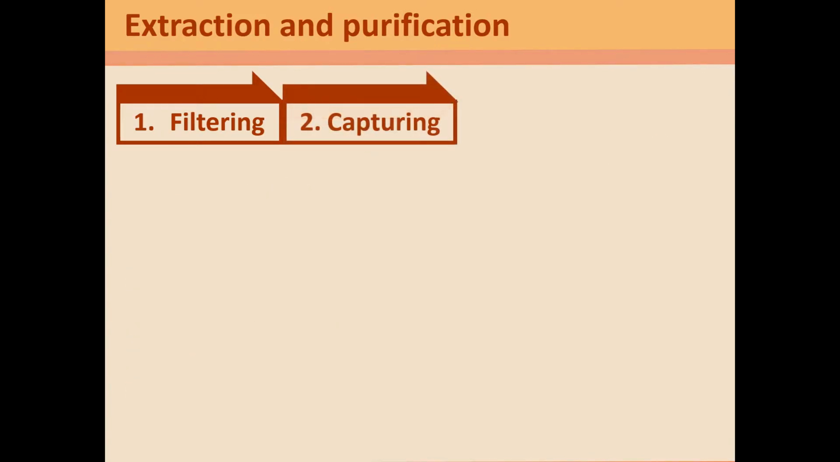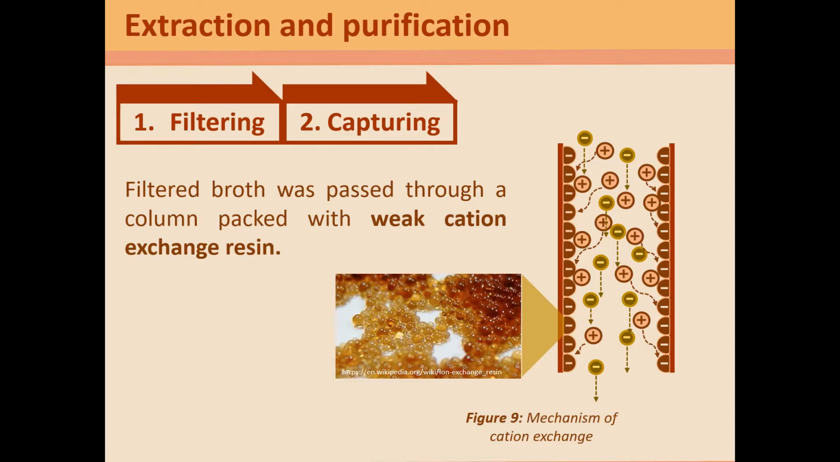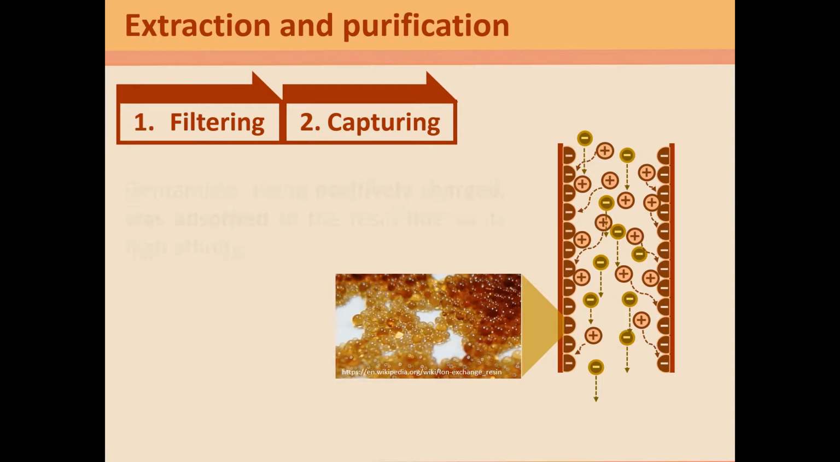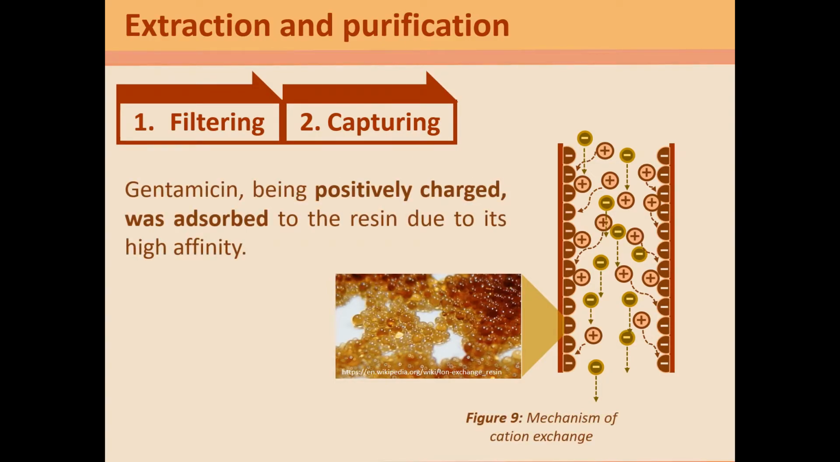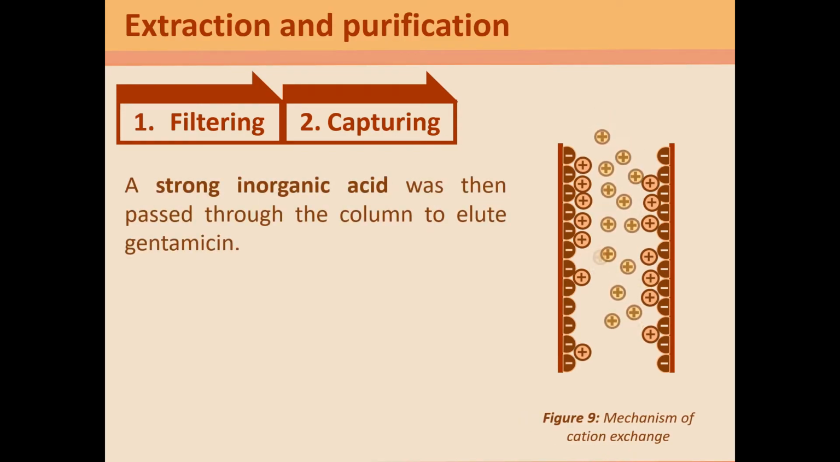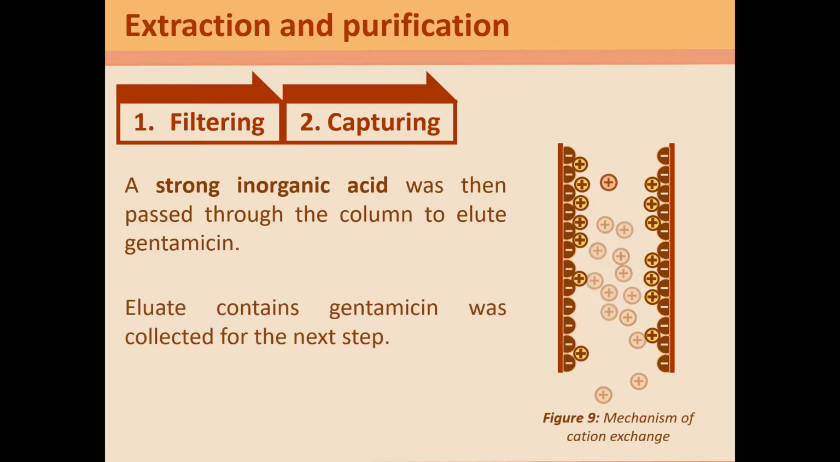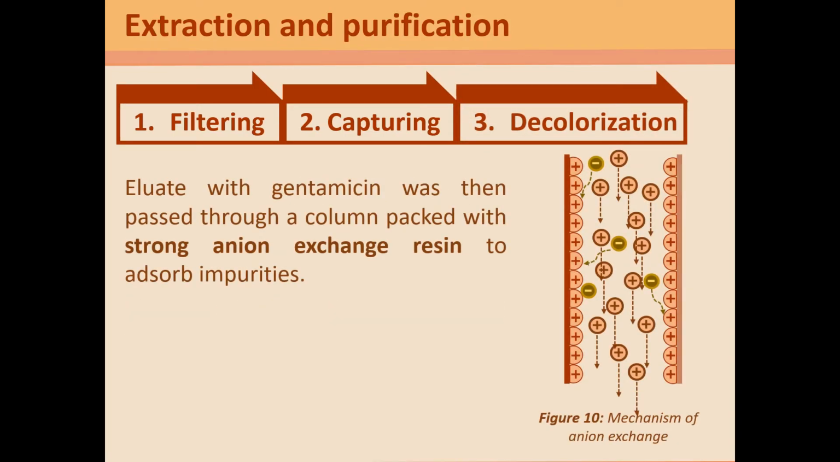After that, gentamicin was captured by passing the filtered broth through a column packed with weak cation exchange resin, whose mechanism is shown in Figure 9. Gentamicin, being positively charged, was absorbed to the resin due to its high affinity. Then, a strong inorganic acid was passed through the column to elute gentamicin. Eluate containing gentamicin was collected for the next step, which is decolorization.